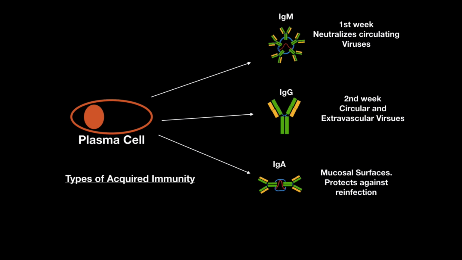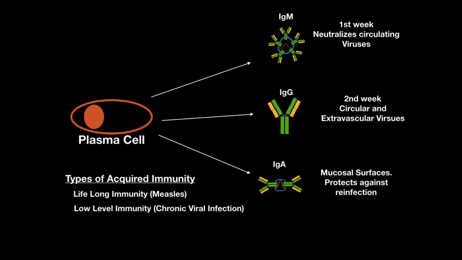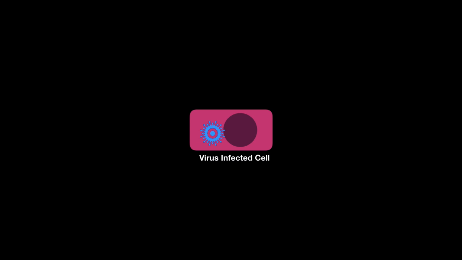So what type of acquired immunity do we have against viruses? There is lifelong immunity, like measles, for example. We also have low-level immunity, which is usually seen in chronic viral infections. Or we can have no immune response. Those are slow viral infections like prions, for example. Those are just proteins. Now, let's sum up.